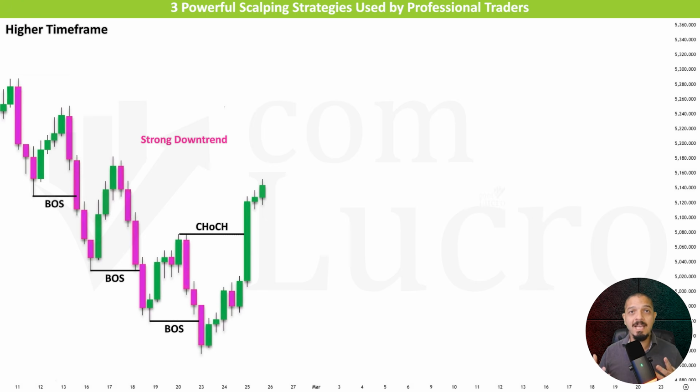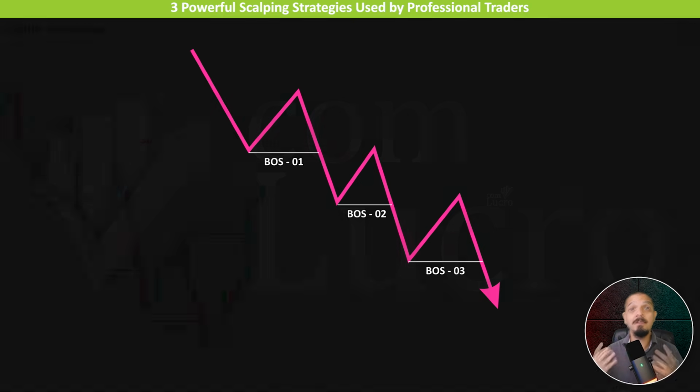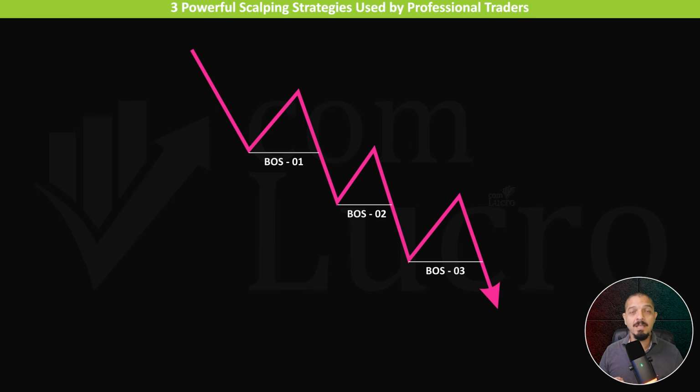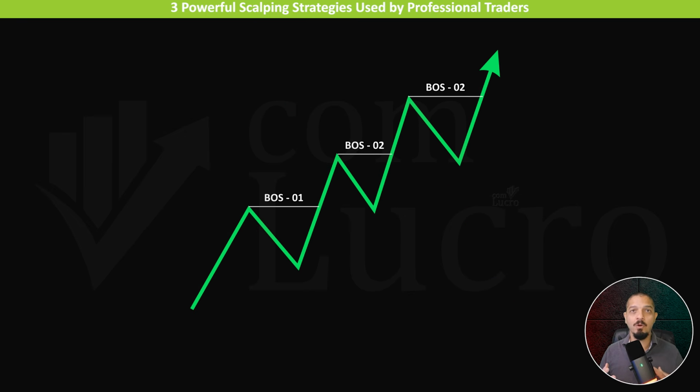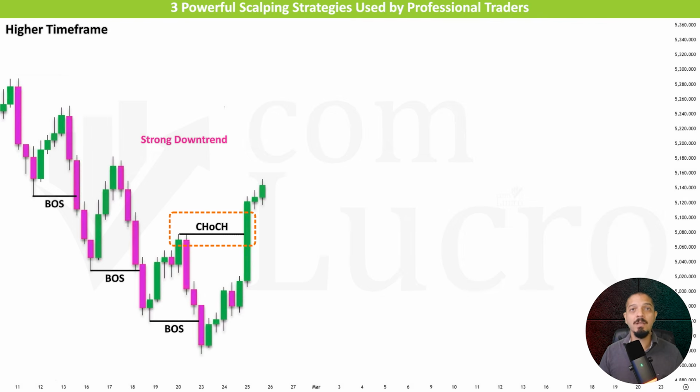The first step is to analyze the higher time frame structure and determine whether price is in a strong uptrend or a strong downtrend. In a bullish scenario, start by identifying a strong downtrend. To confirm that downtrend, price should form at least 3 consecutive bearish breaks of structure. On the other hand, to confirm a strong uptrend, price needs to form 3 consecutive bullish breaks of structure. Once that is clearly marked manually on the chart, the next step is to look for a higher time frame change of character. When price breaks and closes above the most recent break of structure high of a strong downtrend, that signals a bullish change of character.